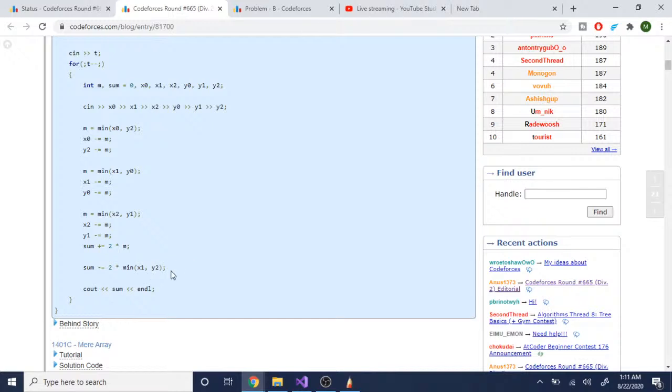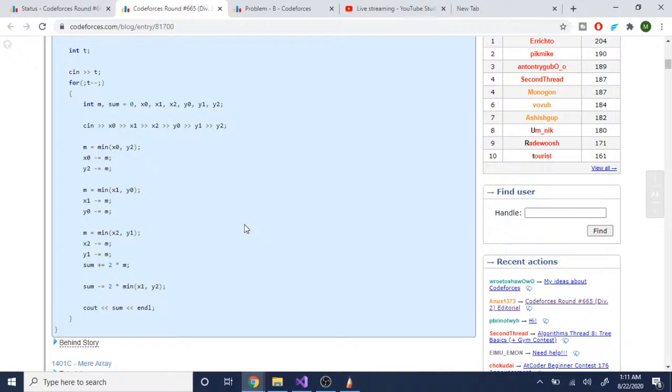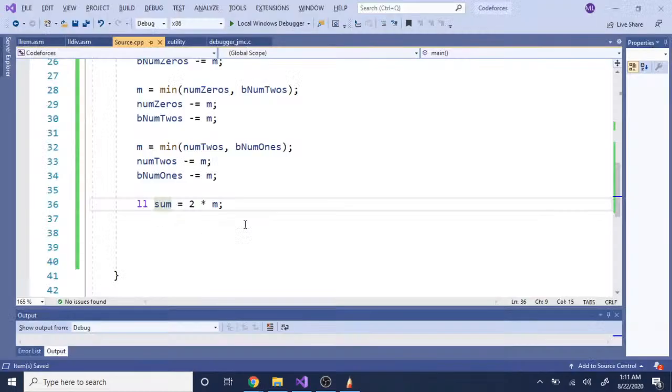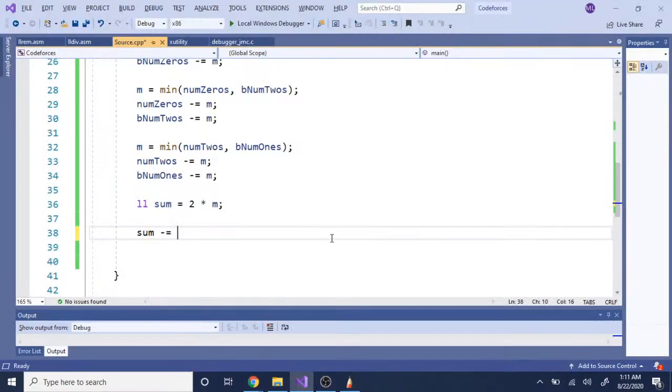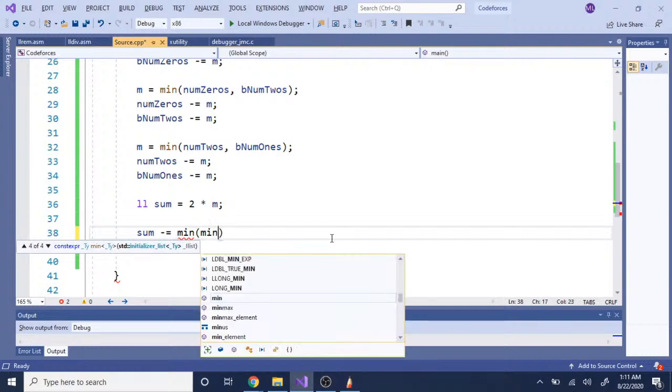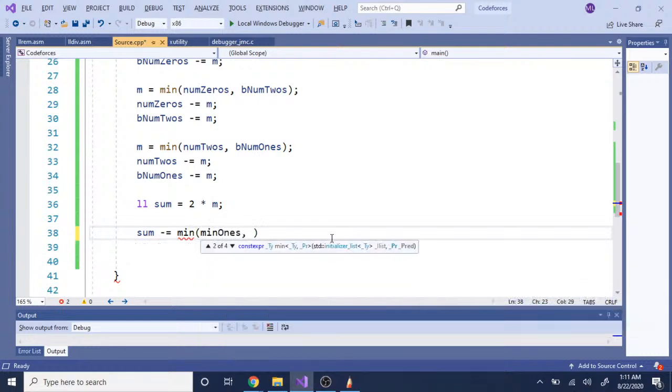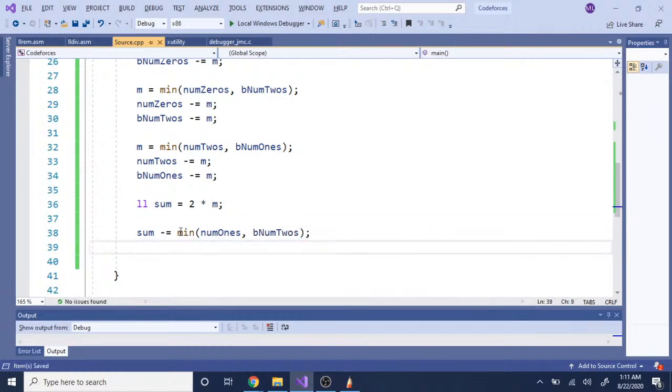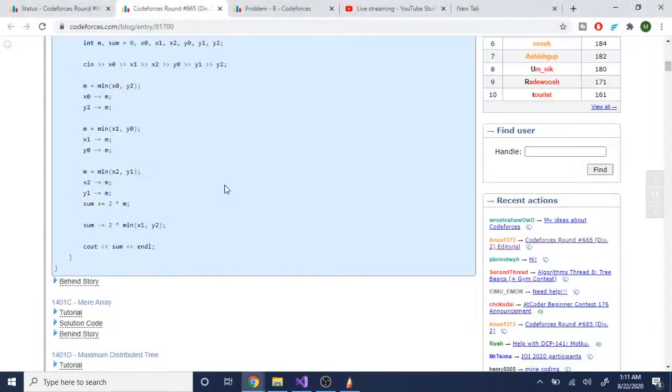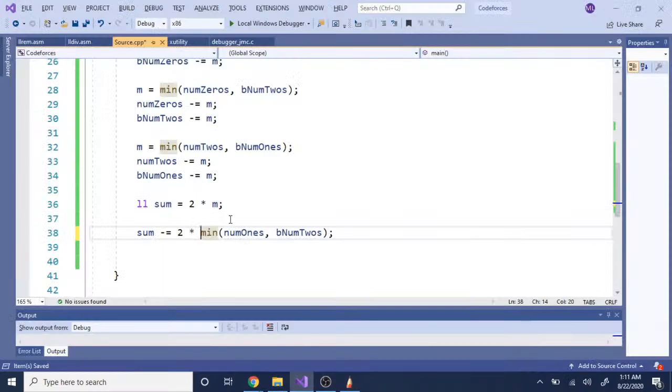What do they do here though? They subtract the minimum of x1 and y2. Oh. After all this is done, we have to subtract the minimum number of ones. Subtract the number of ones and the B's number of twos. 2 times that, though. Is that what they said? Why do you have to multiply by 2?